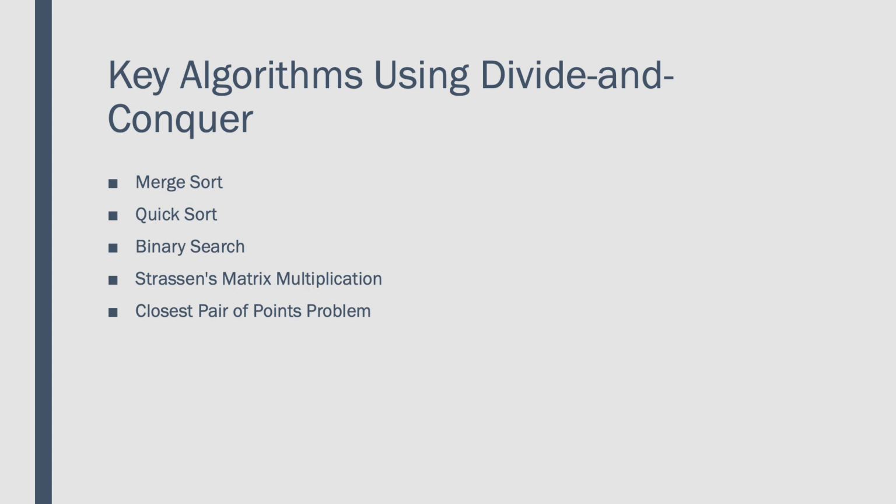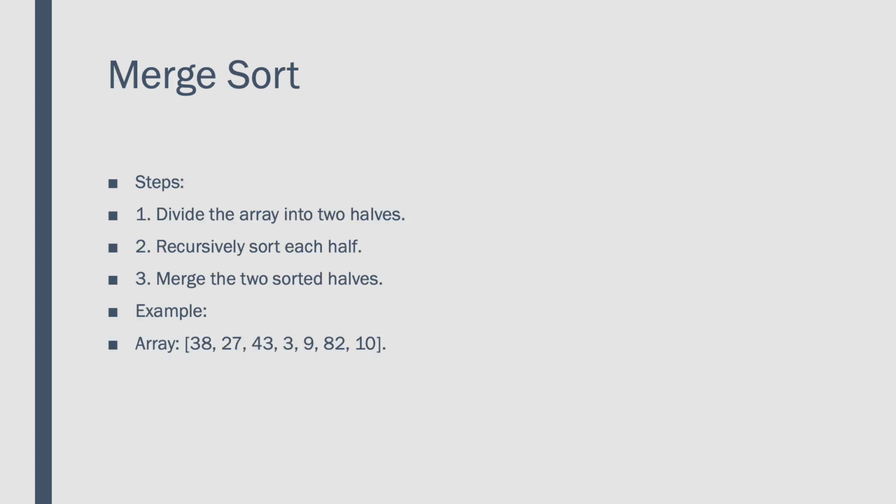Okay, like I said earlier, these are some key algorithms which use the divide and conquer technique. These algorithms are widely used in computer science and demonstrate the power of breaking down complex problems into smaller, more manageable parts. First of all, we have merge sort, quick sort, binary search, Strassen's matrix multiplication, and the closest pair of points problem. So let's go over them one by one.